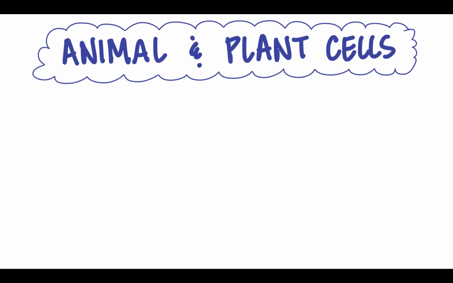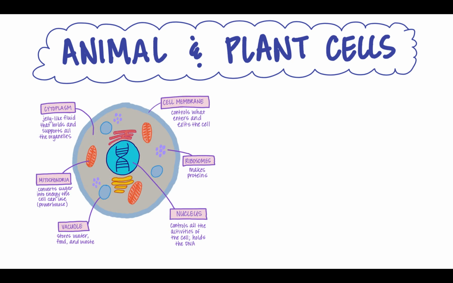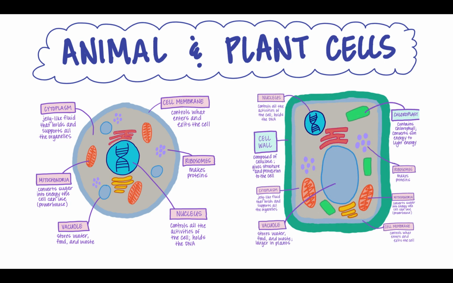Previously, we reviewed all the organelles in animal and plant cells. In animal cells, there are organelles such as cytoplasm, mitochondria, vacuole, nucleus, ribosomes, and a cell membrane. Plant cells have those same organelles as animal cells, but they have two different organelles. The cell wall on the outside of the cell gives structure and protection to the cell, and the chloroplast, the green square inside of the cell, contains the chlorophyll that converts the sun energy to light energy.